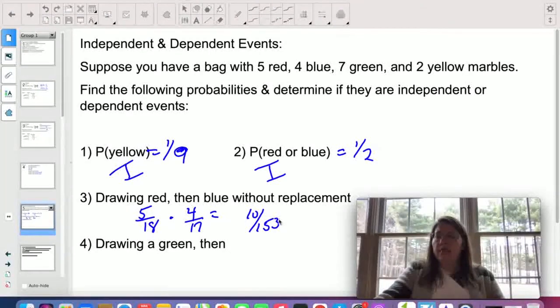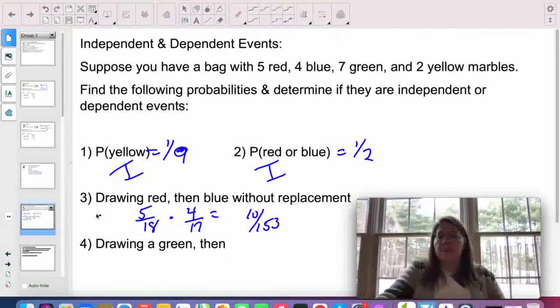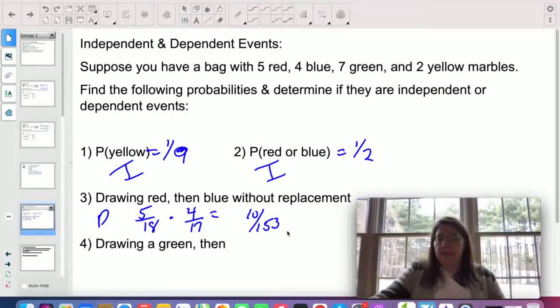And this one is dependent because my second draw was only possible by depending on what we got here, because that second number, the number on the bottom, changes because we did not replace. Had that first marble been replaced and then we drew, then it would be independent. But this one did depend on the other one because the number inside the bag decreased, making this one a dependent probability. I forgot to finish typing this one.